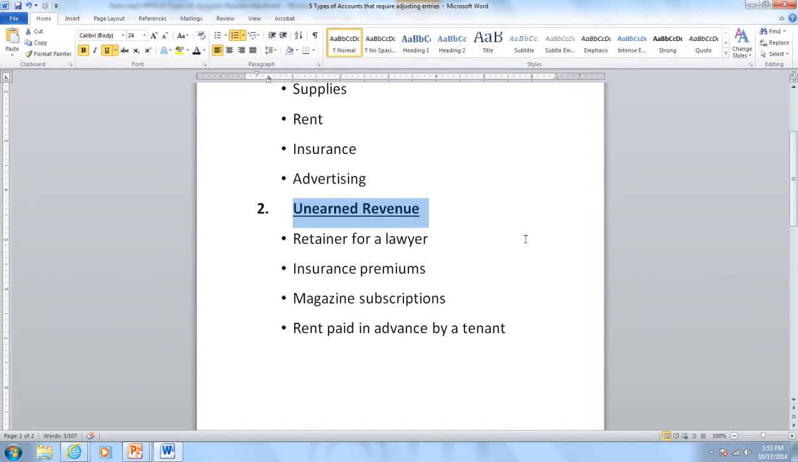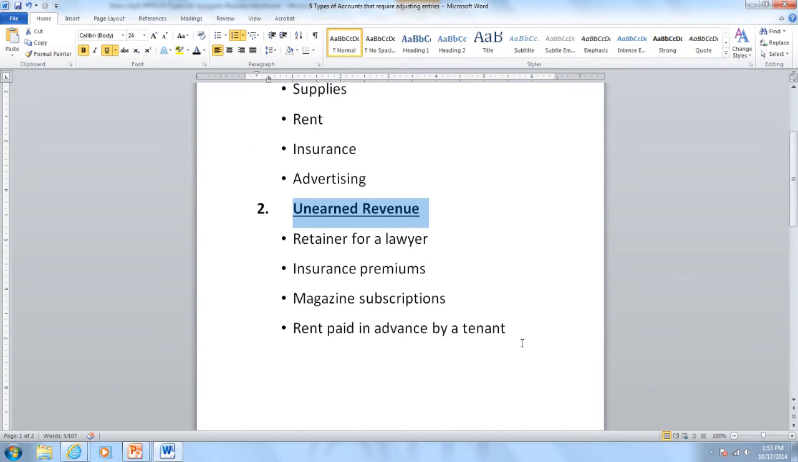So it's the same thing in any other business. If a customer pays you upfront for work you're going to do in the future, it's considered a liability or a debt for that particular company. Some examples that we might run across are a retainer for lawyer fees, insurance premiums, magazine subscriptions, and rent paid in advance by a tenant.